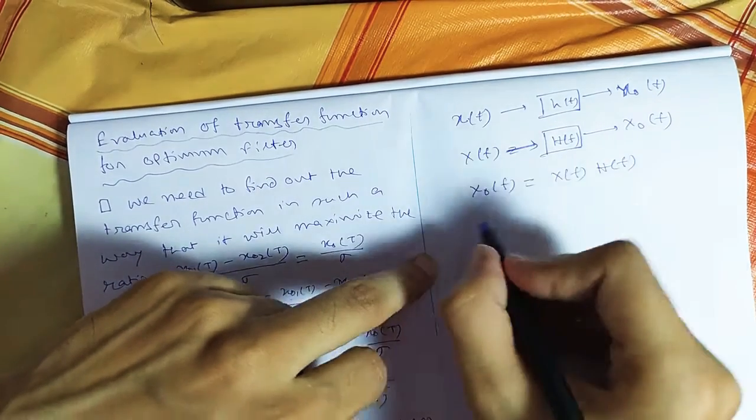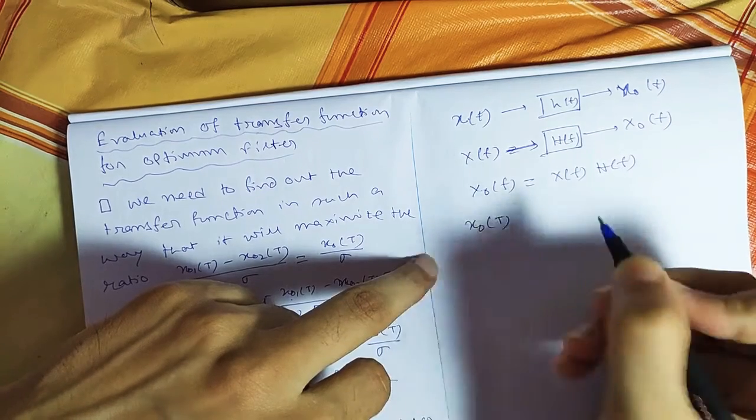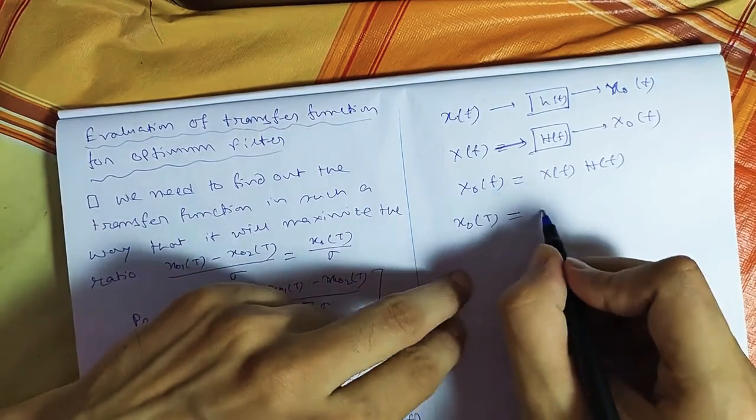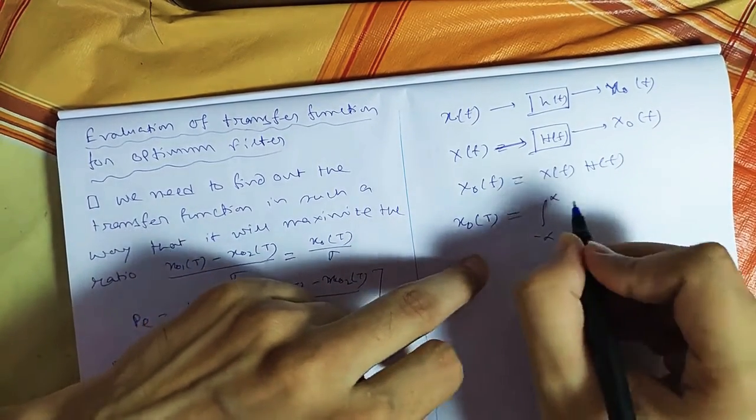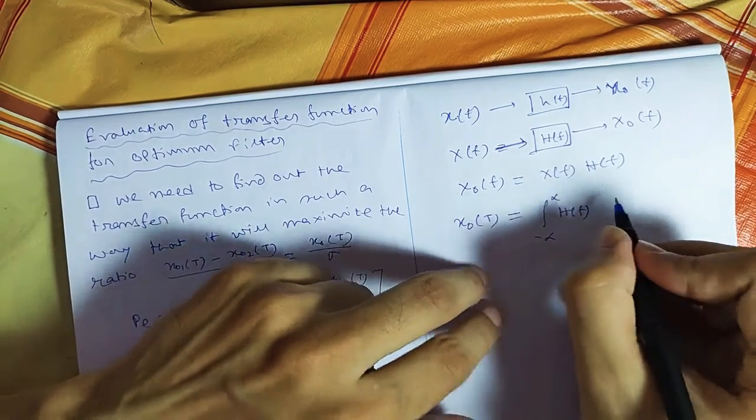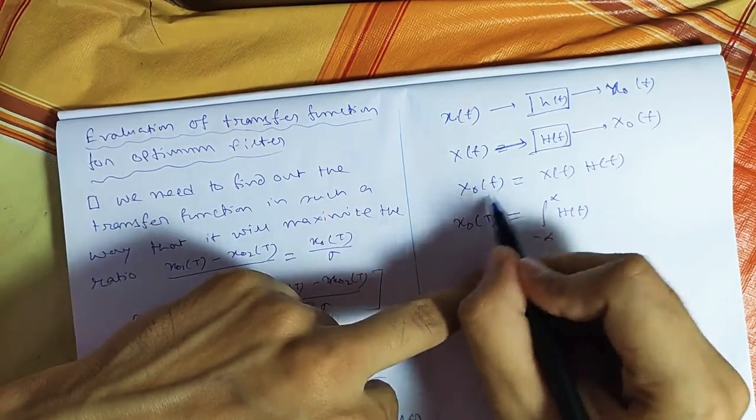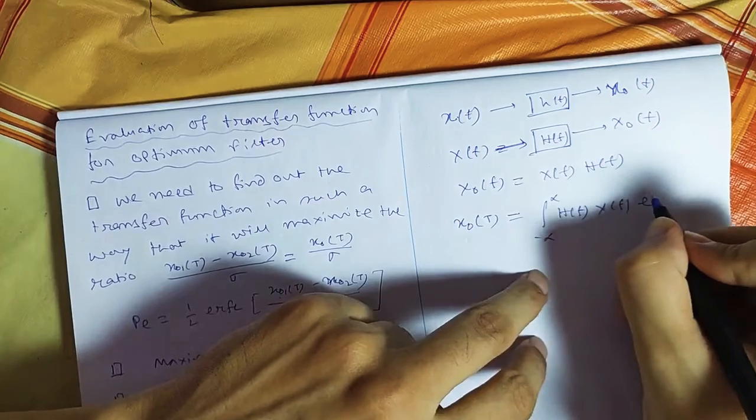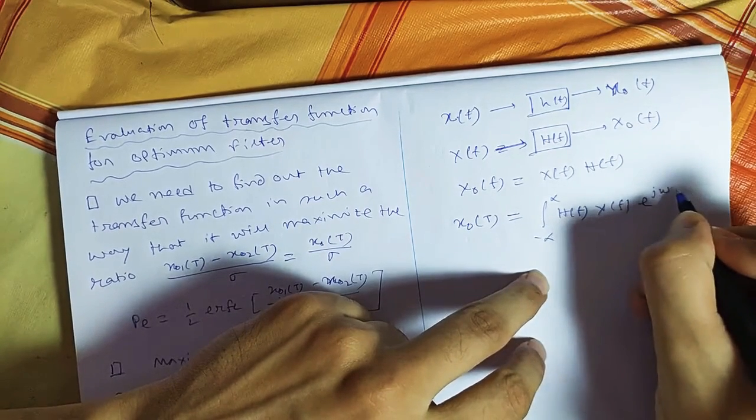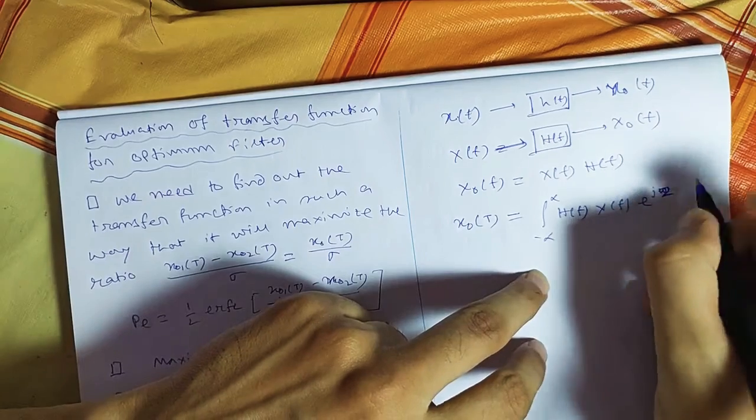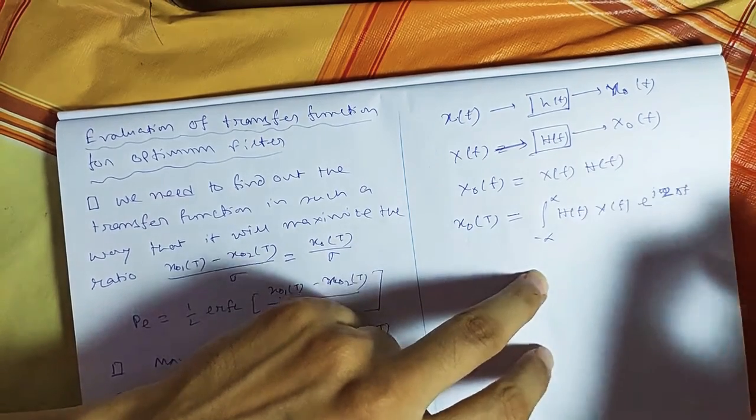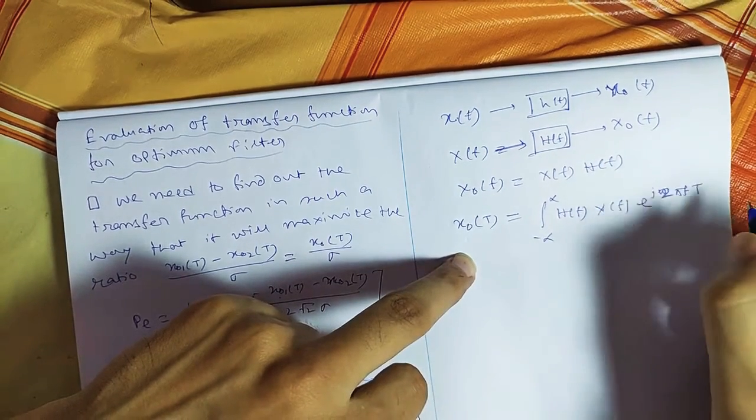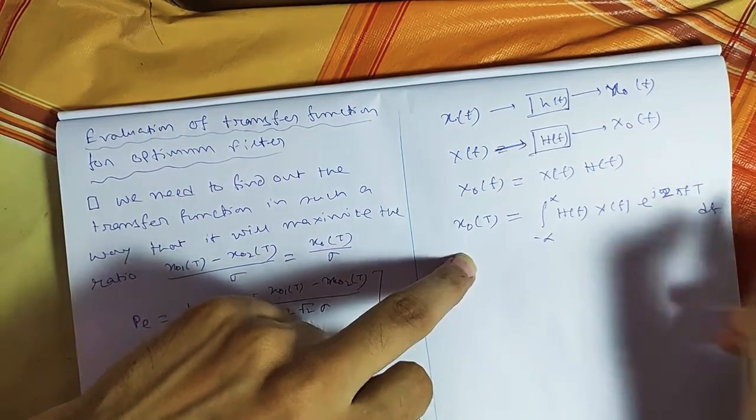Thus you can write x0(T), with capital T because we are taking the sample, as the integral from minus infinity to infinity of H(f) X(f) e to the power j 2 pi f T df. So we are taking the inverse Fourier transform of this one. As we are taking the sample at time t equal to T, we use capital T, not small t.